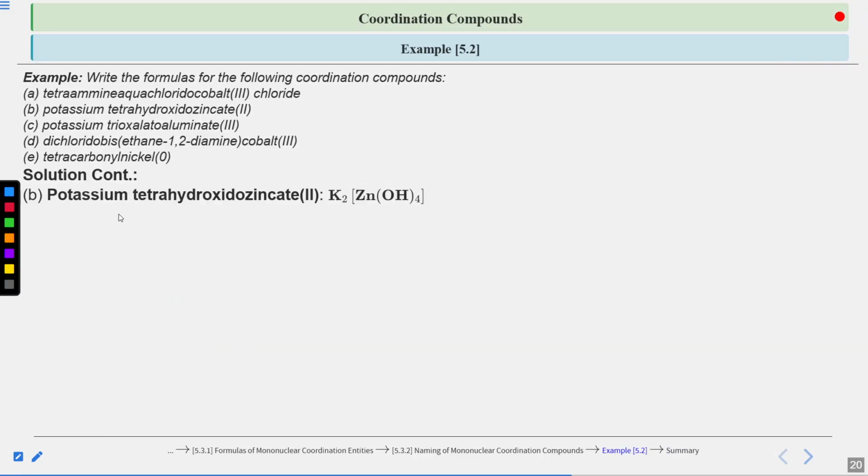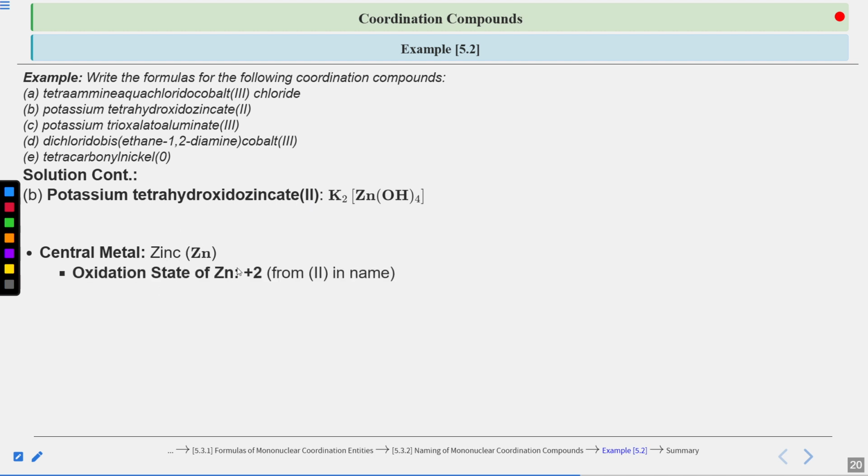So let's see the next part, which is potassium tetrahydroxidozincate(II). The formula for this will be K2[Zn(OH)4]. How? Simply, the similar steps. The central metal you have to identify. Here the central metal is zinc, because with zinc we have the Roman numeral oxidation number. So the central metal is going to be zinc.